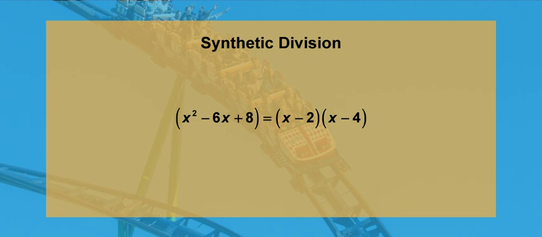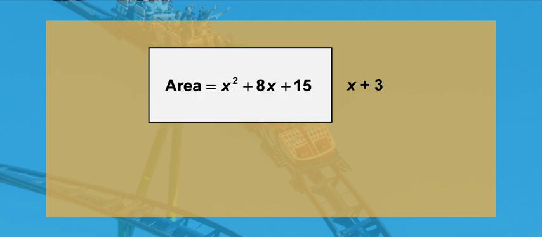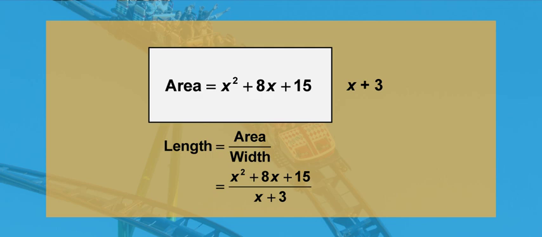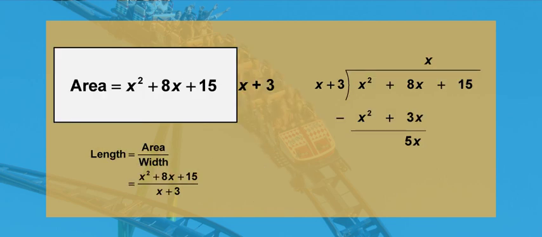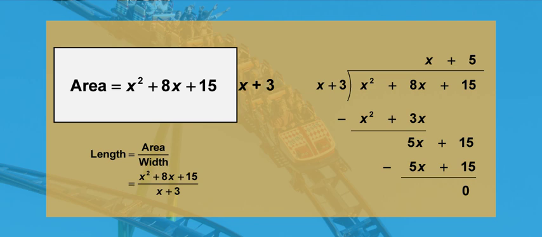Now let's look at some examples. The area of this rectangle is expressed by this quadratic trinomial. The width of the rectangle is expressed by a linear binomial. What is the length of the rectangle? To find the length, divide the area by the width, which results in this polynomial division expression. We'll use polynomial long division. The division shows that the expression for the area is divisible by x plus 3. So the length of the rectangle is x plus 5.